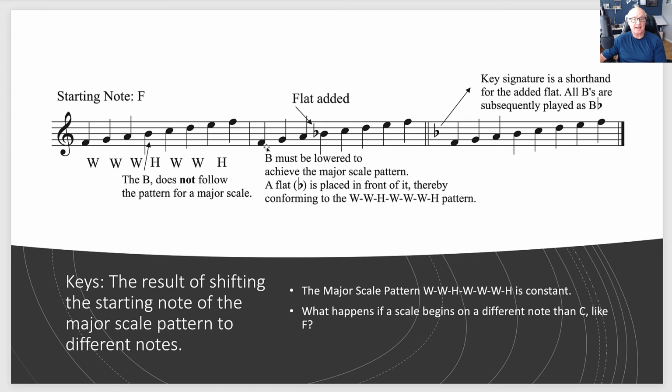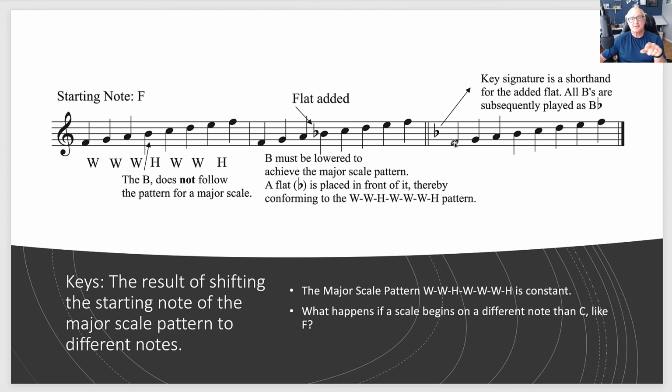So to do that and make it work, I have to go F, G, A, B flat. I have to change the B and flat it. Then it corresponds exactly to this whole, whole, half, whole, whole, whole, half pattern. And so the key signature is just a shorthand for adding that flat.